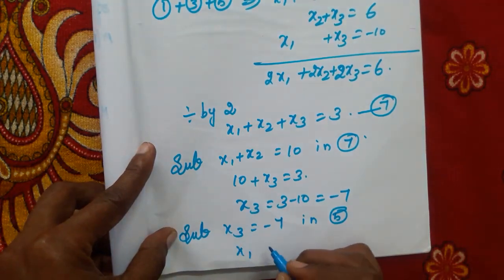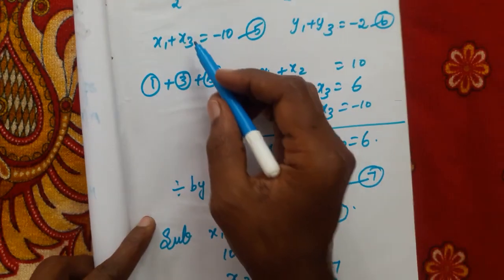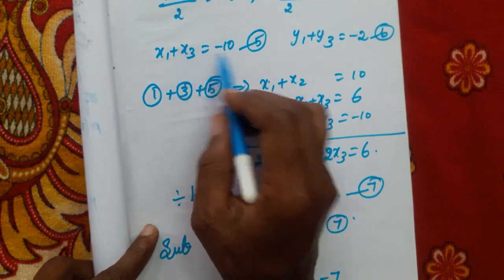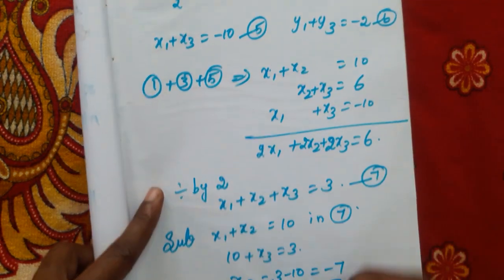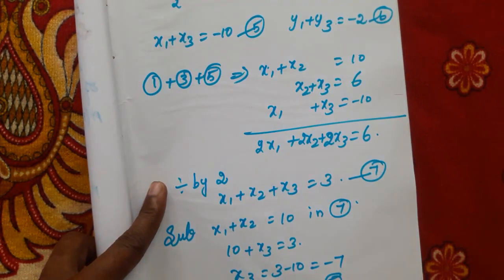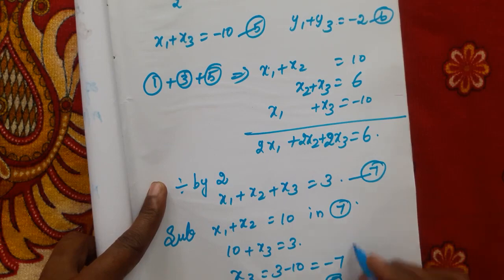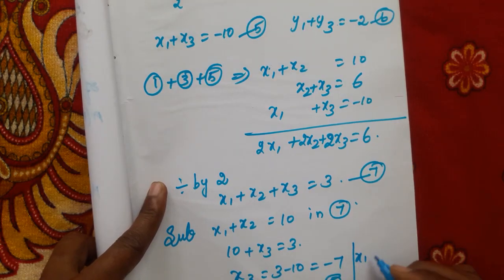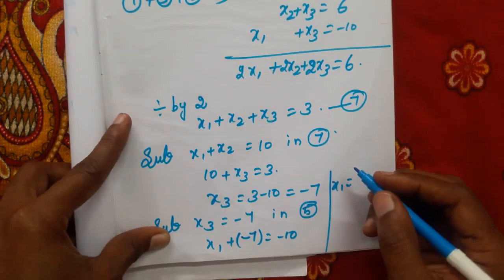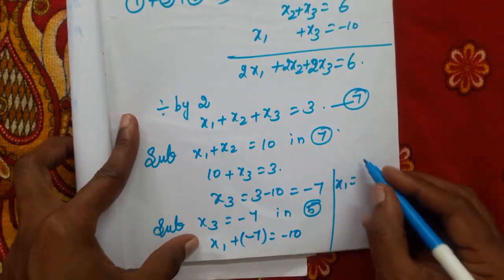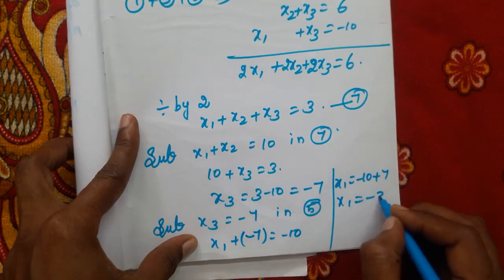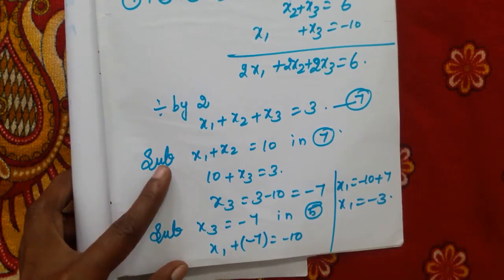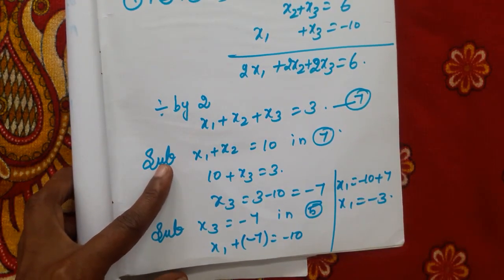So x1 plus, in equation 5, what is x1 plus x3? It is equal to minus 10. If we substitute x3 is equal to minus 7, we get x1 minus 7 equals minus 10. So x1 is equal to minus 10 plus 7. x1 is equal to minus 3. Now we are getting x1 is equal to minus 3.